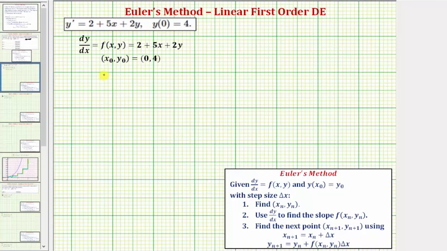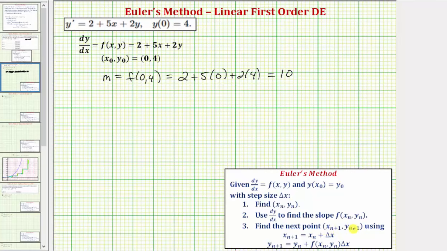So the slope at this point is equal to f of 0 comma 4, where f of x comma y equals 2 plus 5x plus 2y. So the slope is equal to 2 plus 5 times 0 plus 2 times 4, which equals 10. Now we have all the information we need in order to find the next point, which would be x sub 1 comma y sub 1.